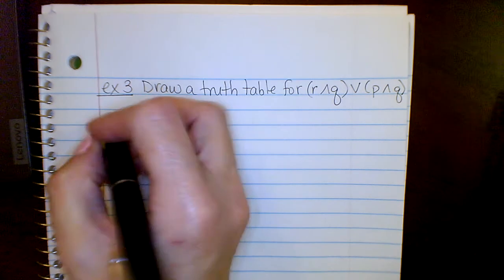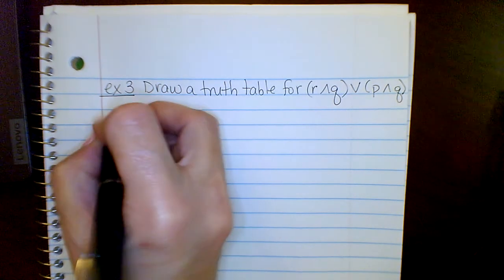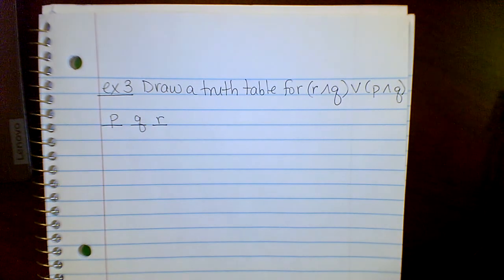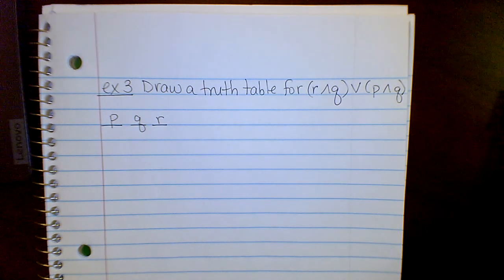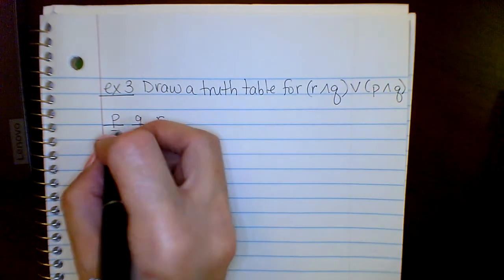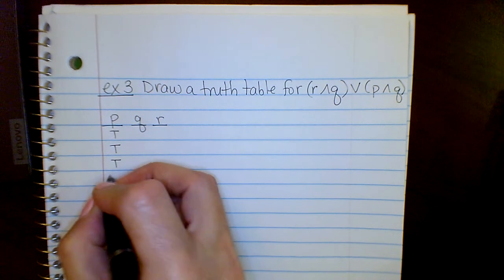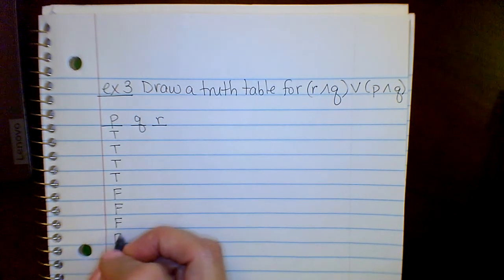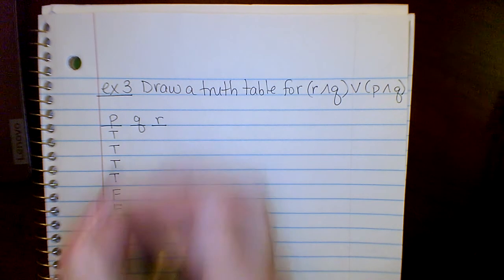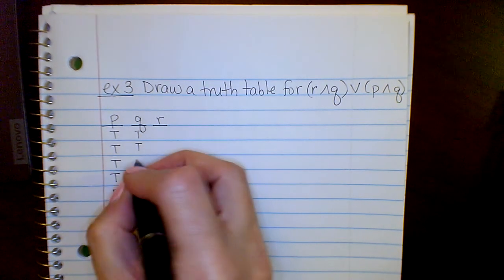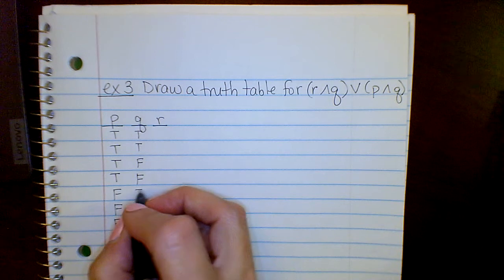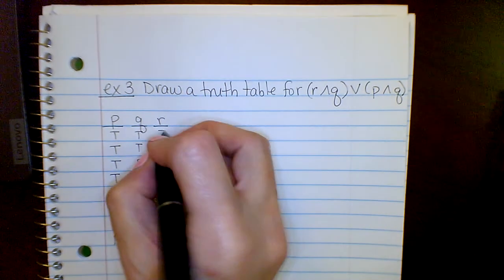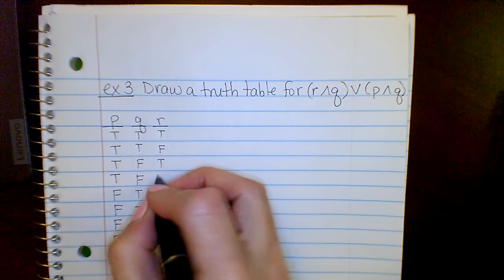So we're going to start off with the usual suspects here, P, Q, and R. Those are always given to you. They always start in the same pattern, and that is 4 T's in a row, and then 4 F's in a row. With the Q, it's 2, and then 2, and then back 2, and then 2, alternating, and then the R's just alternate. True, false, true, false.